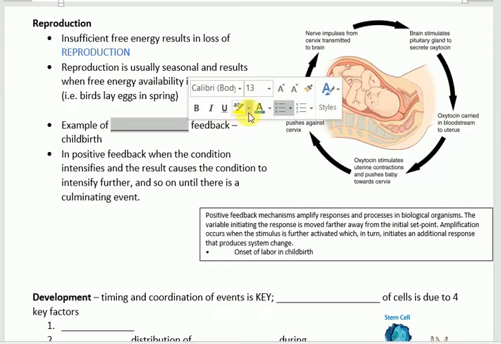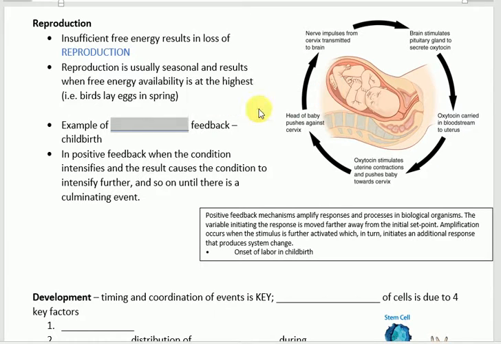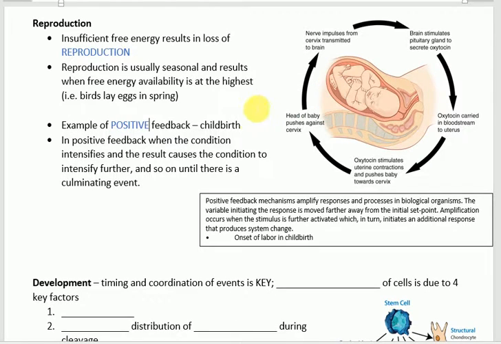An example of positive feedback is childbirth. So in positive feedback, when the condition intensifies and the result causes the condition to intensify further and so on until there is a culminating event. So here, this is the reproductive cycle, and you can see that it is a positive.